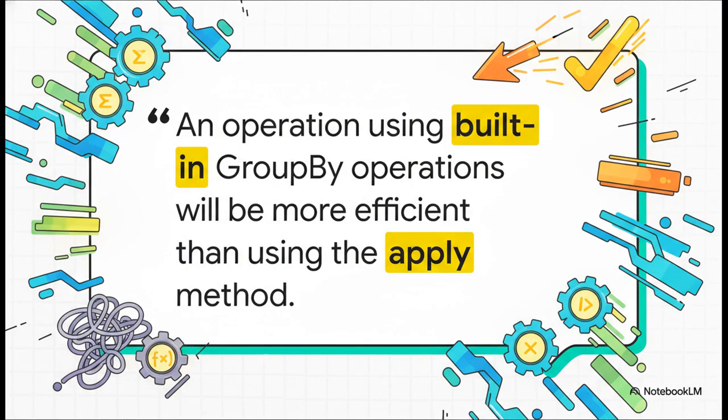Now this is a really crucial point, and it's all about performance. Look, you can write your own custom Python functions to apply to your groups, but the official Pandas documentation is crystal clear on this. Whenever possible, you should use the built-in optimized functions like .sum or .mean. Why? Because they're written in much faster, lower-level code. Using them will make your operations run significantly faster than a custom Python function. So always favor the built-ins.